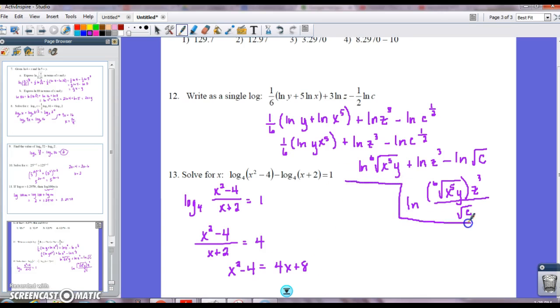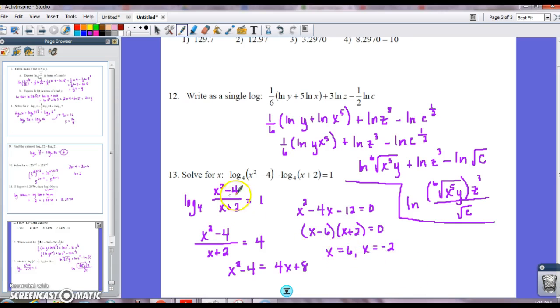I'm just going to section this off so it doesn't get messed up. Move everything over to one side, so you end up with x squared minus 4x and minus 12 is equal to 0, right? When I bring both of those terms over, that gives me x minus 6 and x plus 2 as my factors, which means that x equals 6 and x equals negative 2 are my solutions.